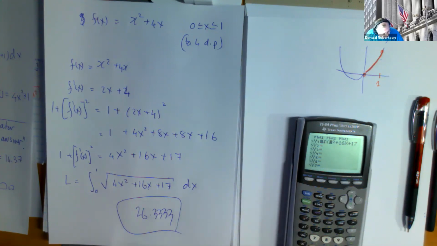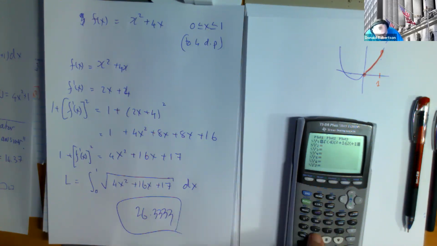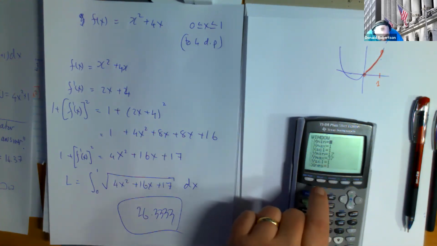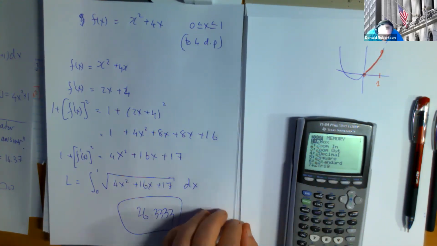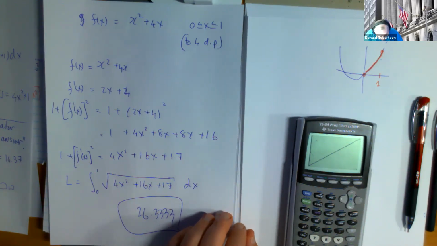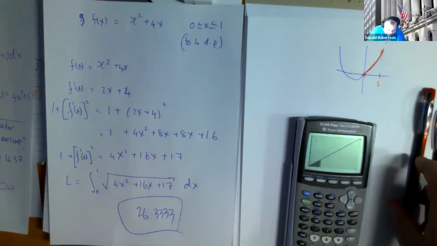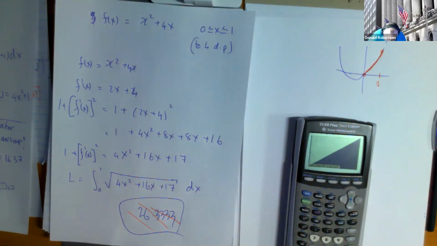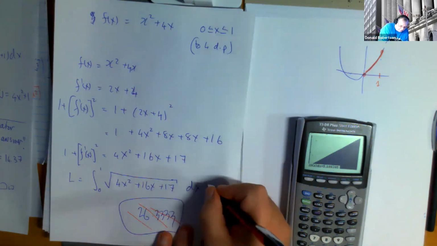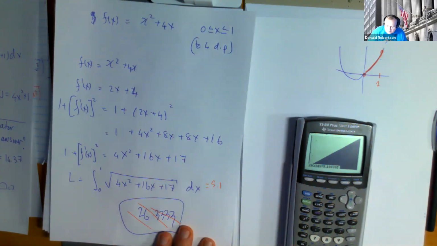So square root of 4x squared plus 16x plus 17. Keep the window, do a zoom fit, so it'll be a slightly different curve, but it won't look much different. Looks almost linear. Do a second calc, choice 7, start at 0, finish at 1, and the correct answer is 5.1003.